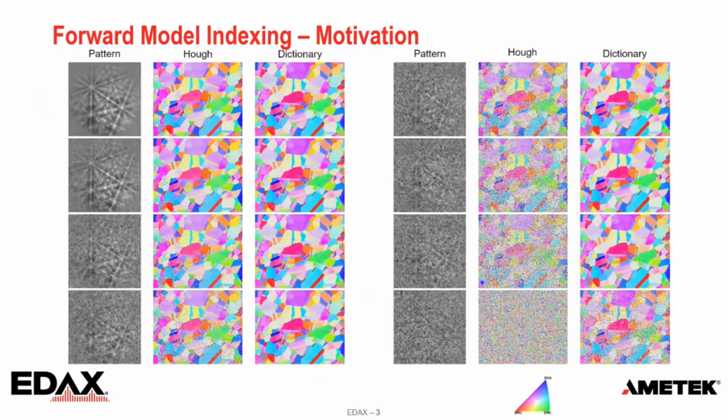Here's another example showing some actual patterns. So this is a series collected by Stu of the same sample repeatedly with increasing camera gain, and you can see that as you do a higher gain, lower exposure scan, your pattern quality is going to continuously decrease, and that starts showing up in the Hough, but the dictionary indexing remains quite good until you get to these very extreme noise levels.